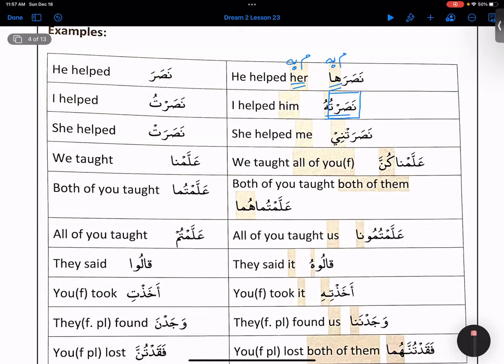So that's why I'm going to say I helped him, because we always translate the fail first. What is the fail in Nasartu? Ana. So I'm going to say I helped. And then who? Now I look at the attached pronoun. This attached pronoun is him, and that is basically my mafulun bihi. And how are we going to write the whole term? Felun madi failuhu ana, mafulun bihi.